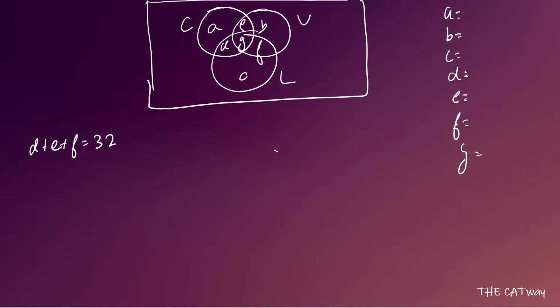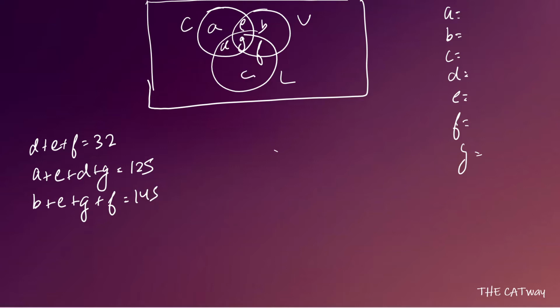Then we have been given that the number of people who have Carrier ACs are 125. So that means A plus E plus D plus G is 125. The number of people with Voltas ACs are 145. So B plus E plus G plus F is going to be 145. Then the number of people who have Lloyd AC are 90. So that means C plus D plus G plus F is going to be 90.